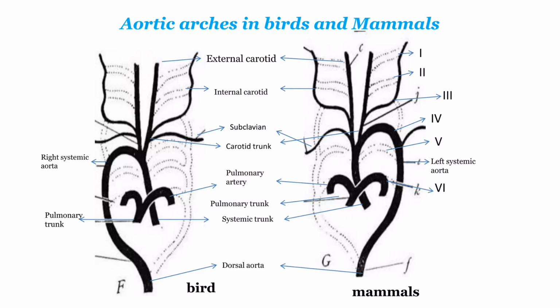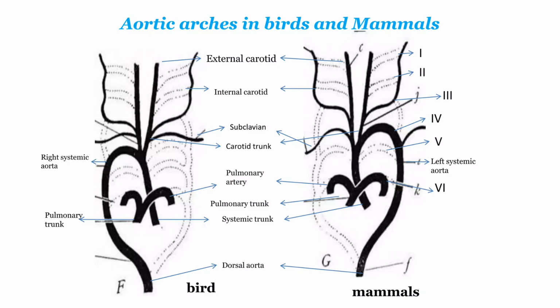And next we observe the mammals. In mammals, three pairs of aortic arches are present. The third arch becomes the carotid artery, the fourth arch becomes the systemic aorta, and the sixth arch becomes the pulmonary aorta. The ventral aorta splits into two portions, systemic aorta and pulmonary aorta. The systemic aorta connects to the left ventricle and the pulmonary aorta is connected to the right ventricle.